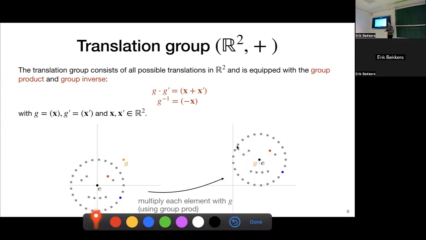Because it relies on all these symmetries, once you know what a pattern looks like around the origin, you also know how it looks everywhere else in your space. So by just multiplying everything on the left with your group element, you shift it around.